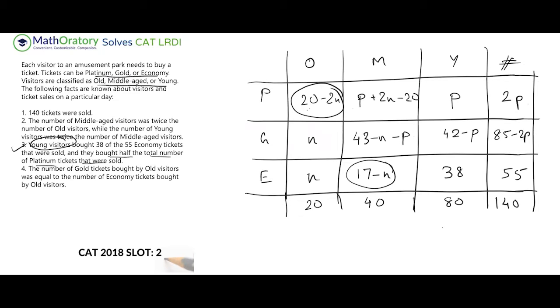The rest of it, see, if this has to be non-negative, so we have 20 minus 2n greater than or equal to 0, implying n should be less than or equal to 10. So this is what we obtain.